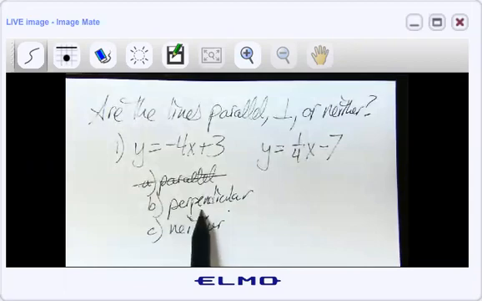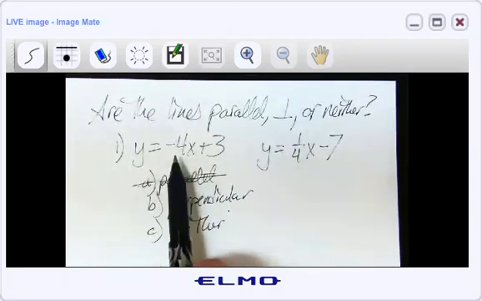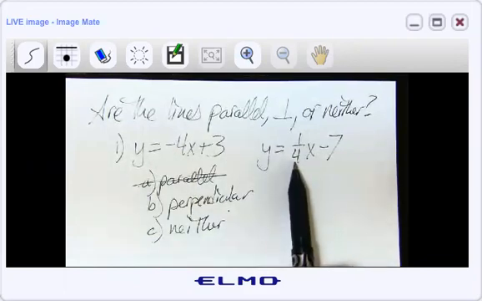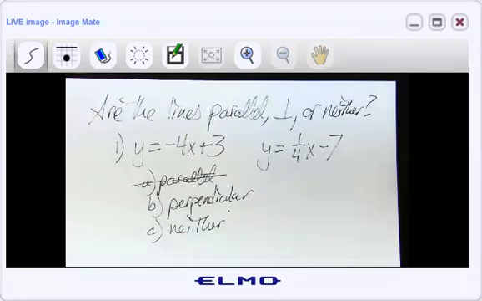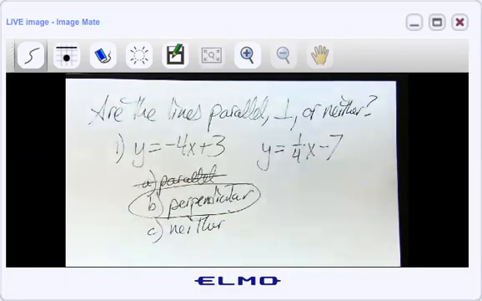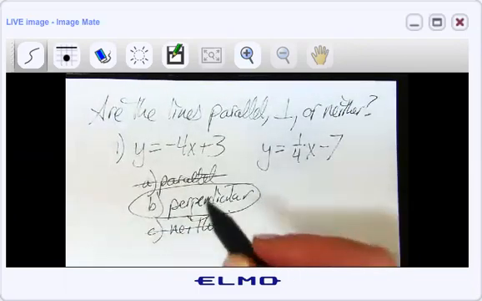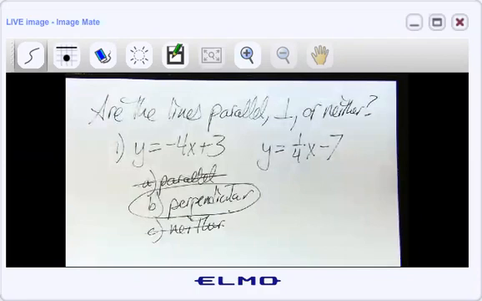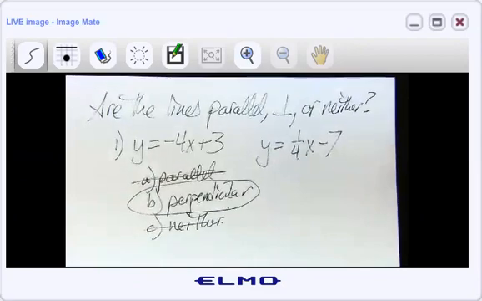Are they perpendicular? Yes. Yes, look at their slopes. -4 and positive 1/4. They are opposite reciprocals of each other. That's what I need, okay? So obviously that's my answer. It's not neither because it was perpendicular. If they're not parallel and they're not perpendicular, that's when I'm going to go with neither. But these were perpendicular. Okay, let's try another one.